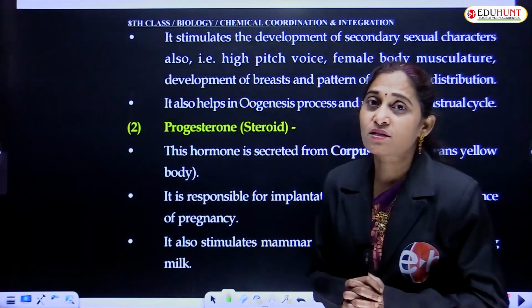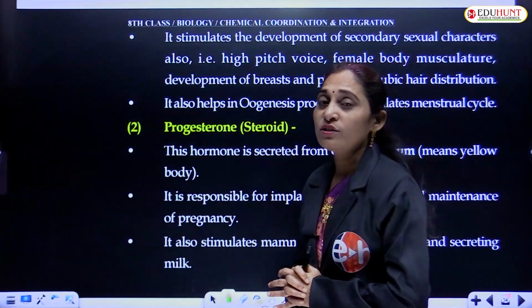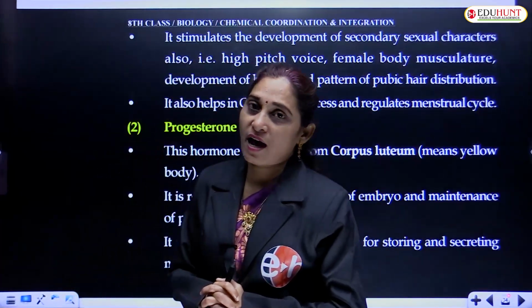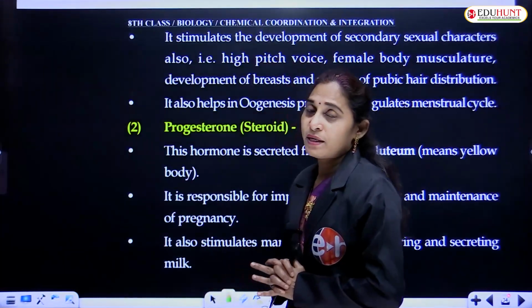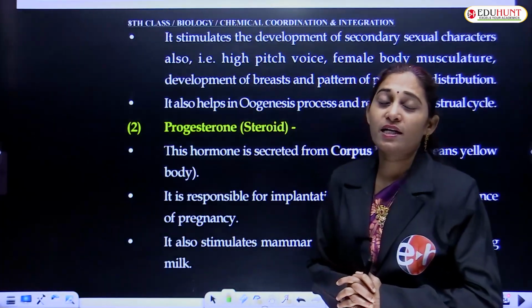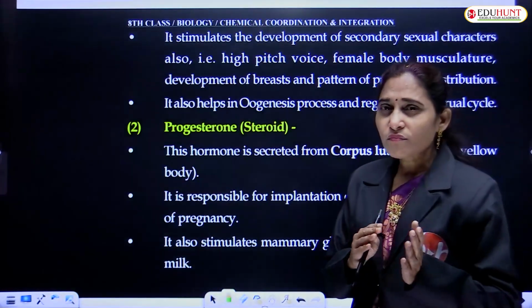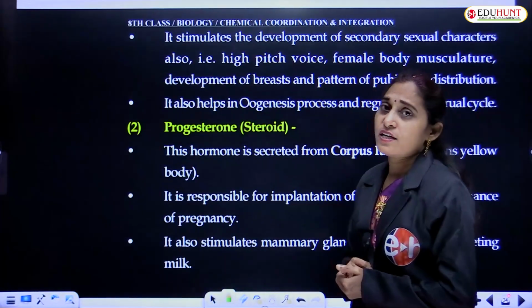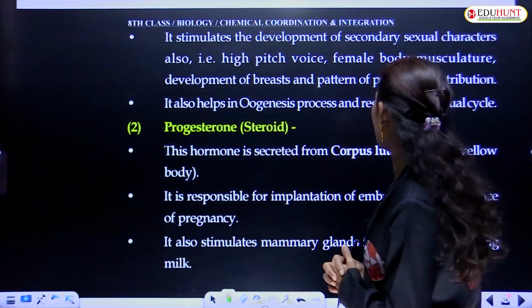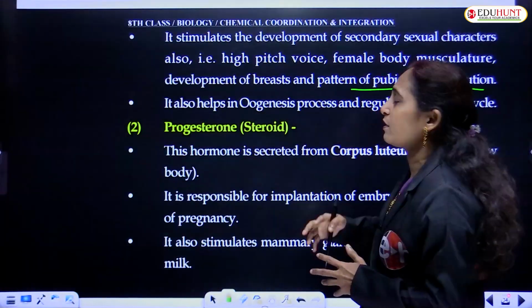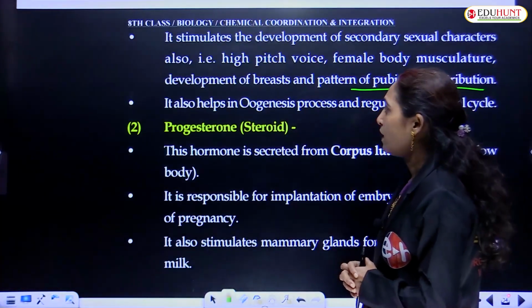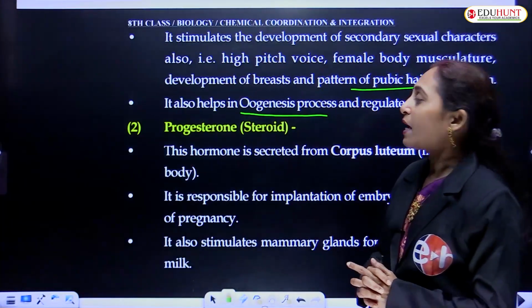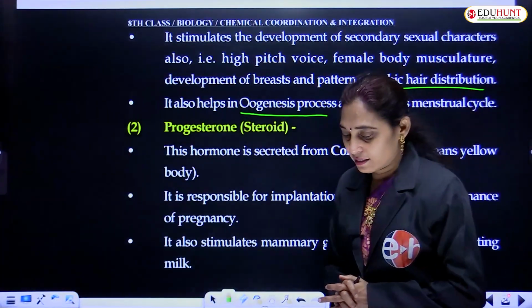అండ్ ఇక్కడ కూడా ఈస్ట్రోజన్ influences the development of secondary sexual characters. One is the development of breast and second is the transformation of high pitch voice and next is pubic hair development, pattern of pubic hair distribution, and it also helps in oogenesis process and regulates the menstrual cycle.